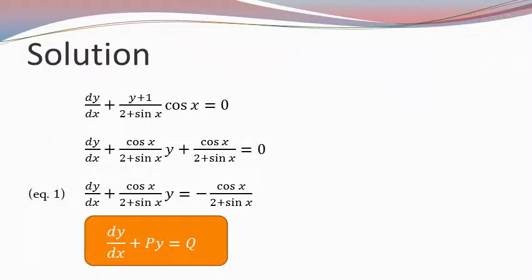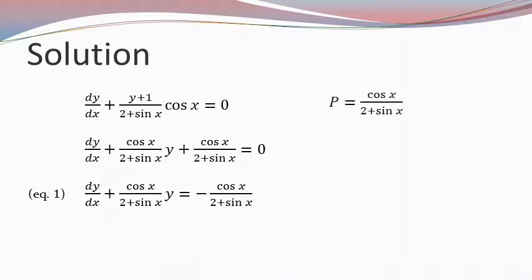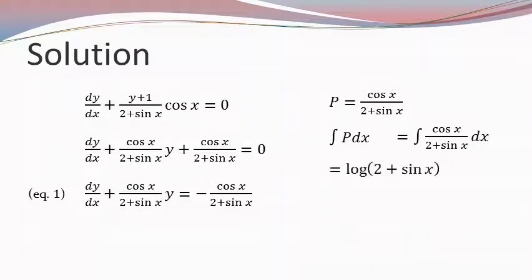Now this is clearly a differential equation of this type, which means it's a linear differential equation. Now from this we can identify our p function, and p is equal to cos x divided by 2 plus sine x. So we now have to find the integrating factor. So let us integrate p with respect to x, which means we are trying to integrate this expression. Now in this, the numerator is the derivative of the denominator. So this integral would simply be equal to log of the denominator.